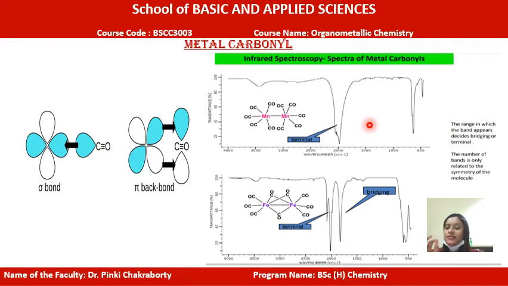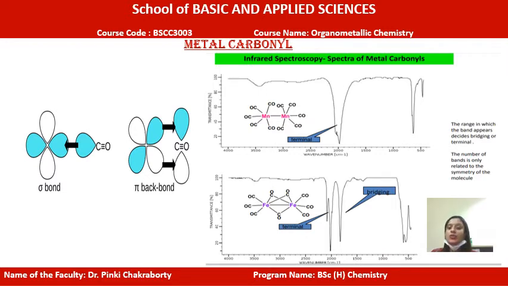So from the IR frequency value, you can understand whether the carbonyl in your given compound is in terminal mode or in bridging mode. Why? See the second figure. In your second figure, you can see that the terminal mode comes between 1900 to 2100 cm⁻¹. But whenever the carbonyl is present in the bridging mode, its frequency will be very, very less. You can see it will come between 1600 to 1700 cm⁻¹.